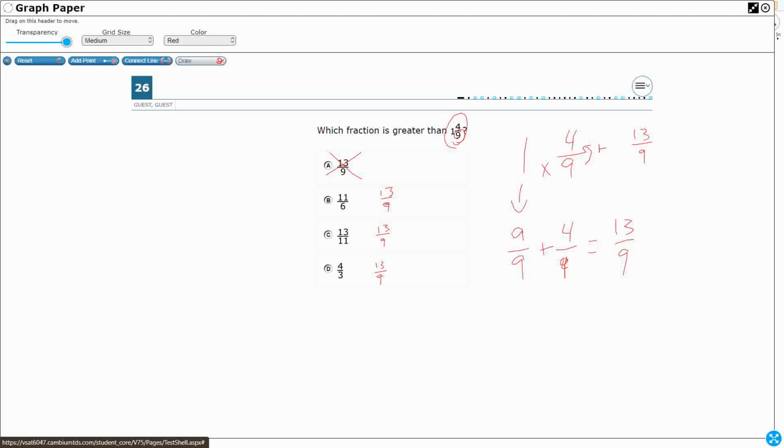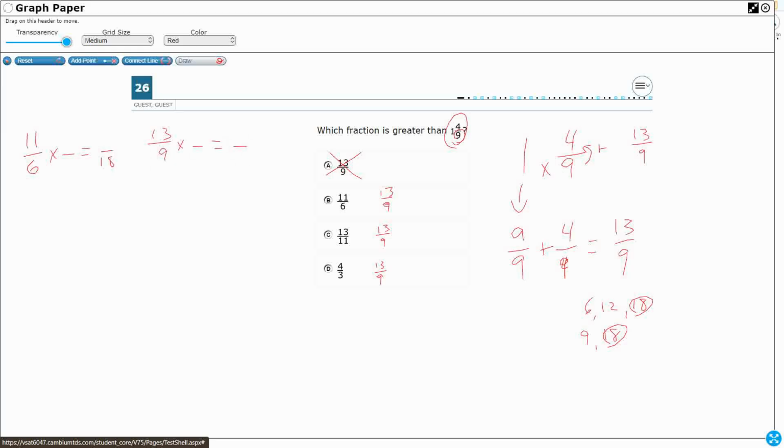So let's start with B. I'm going to list out my 6's and my 9's. I'm going to find one that's the same on both and take a look. I've got 18. So if I change both of those into 18ths, I can compare them. The way I do it is I look at it like this: 11/6 times something is going to equal 18, and then I need my 13/9 times something to equal 18.